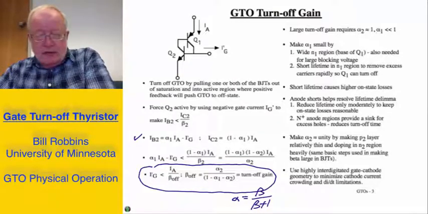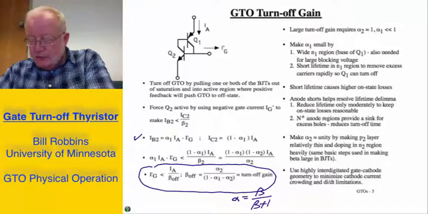A short carrier lifetime in the N1 region means higher on-state losses, and so what we would like to do is to be able to break this dilemma between higher on-state losses and the desire for fast turnoff. The anode shorts that I was talking about help to resolve this. The anode shorts act as a sink for the excess holes in the N1 region.